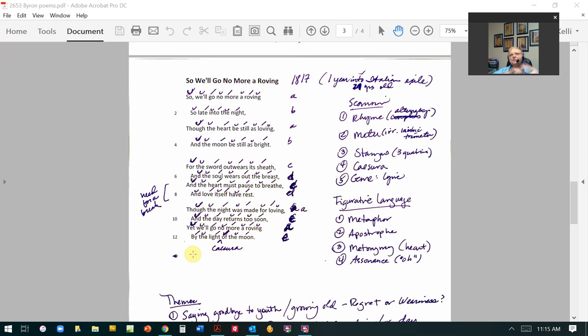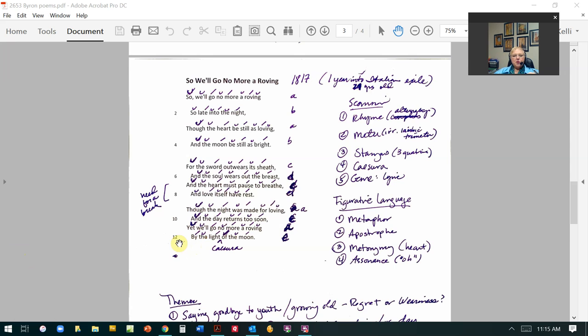Right, so it's a very kind of "it's time for me to grow up and be an adult" kind of poem, right? Our stanzas here, there are three quatrains. A quatrain is four lines. We do have a caesura, right? A caesura is where there is a break in the regular meter.